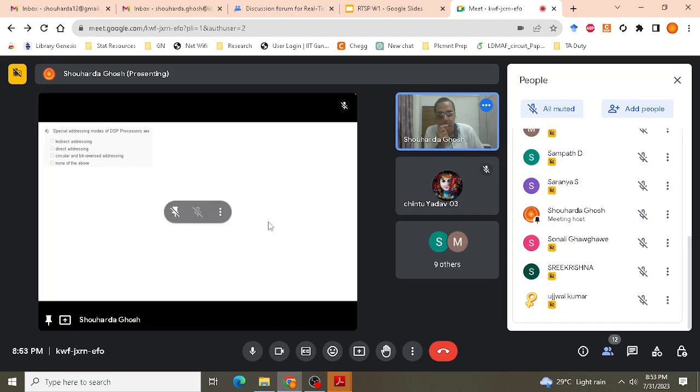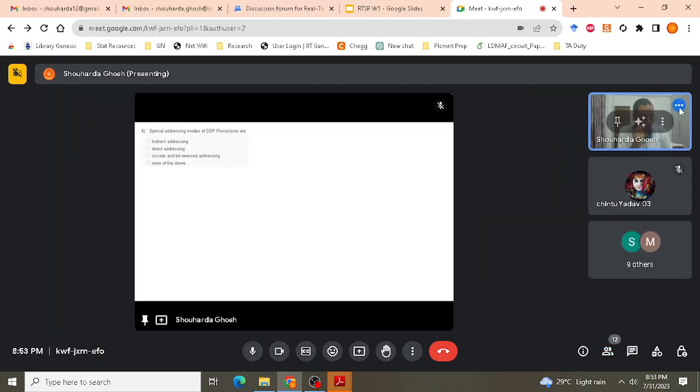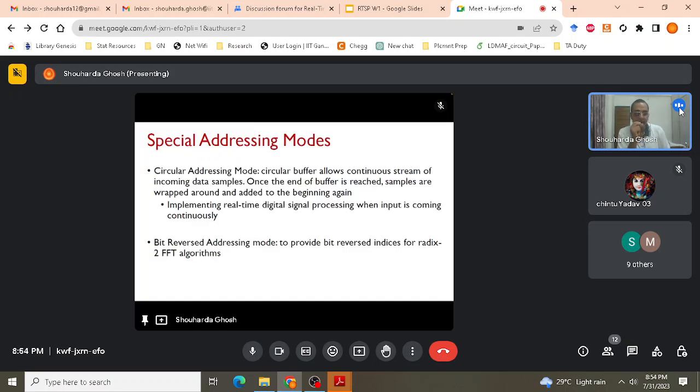No one? Anybody who feels circular and bit reverse addressing are correct? No one. Okay, so let's see what is the correct answer. So basically the special addressing modes over here are the circular addressing mode as well as the bit reverse addressing mode. Now let me tell you why they are special.